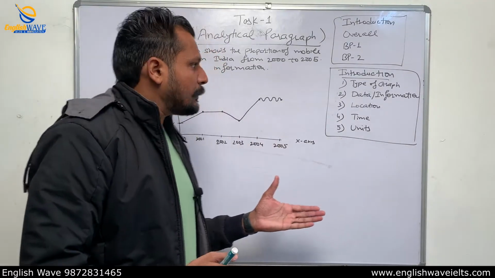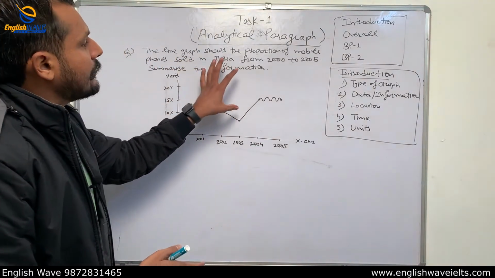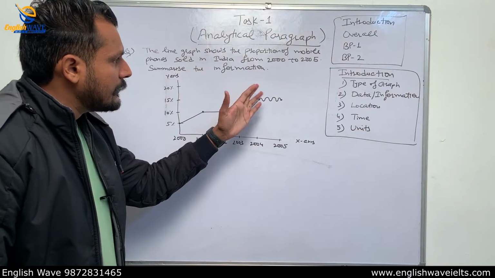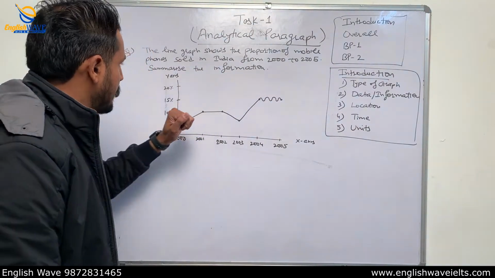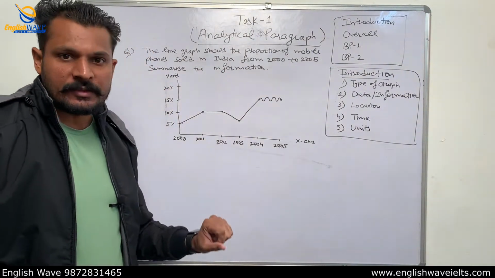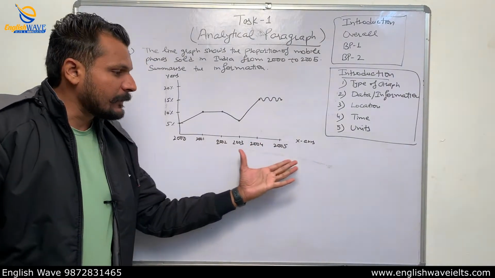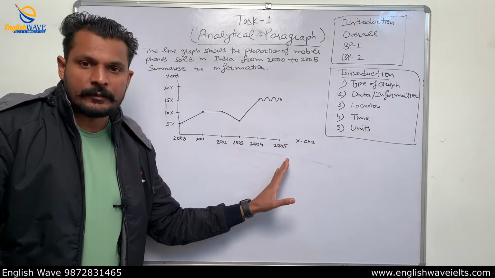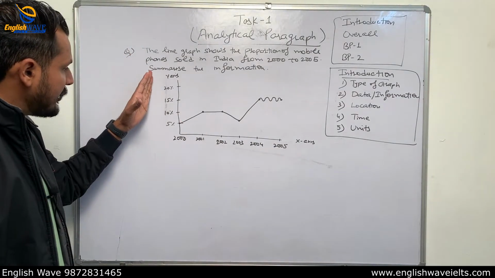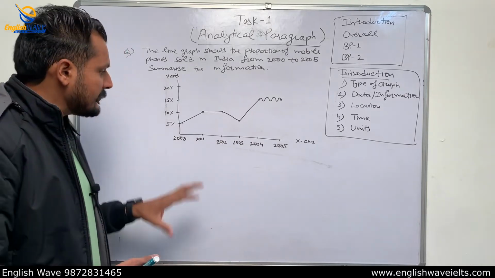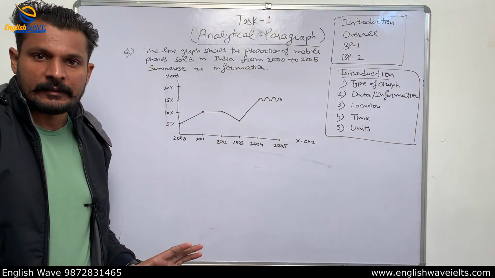So this is the example of line graph. The line graph shows the proportions of mobile phones sold in India from 2000 to 2005. Summarize the information. So on the x-axis we are given the timeline, that is from 2000 to 2005, and on the y-axis the percentage of mobile phones sold, means units are given.